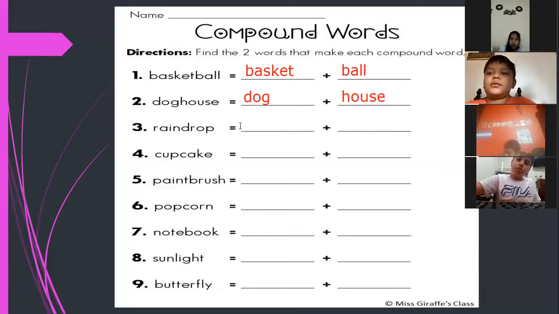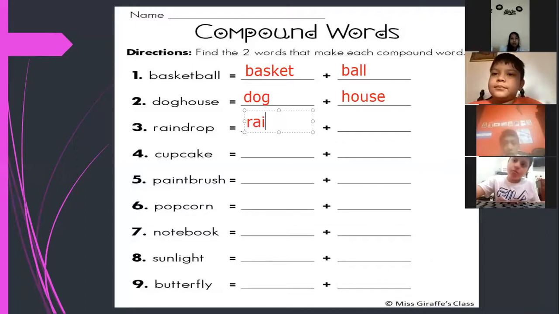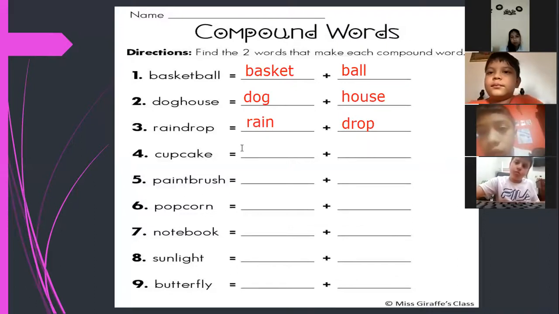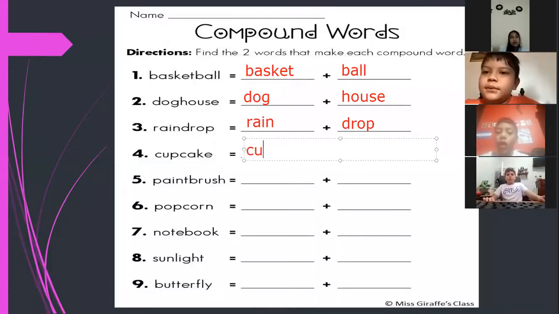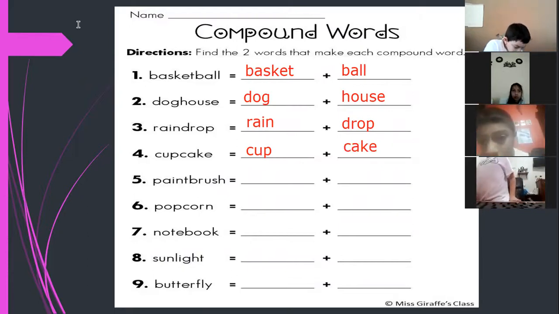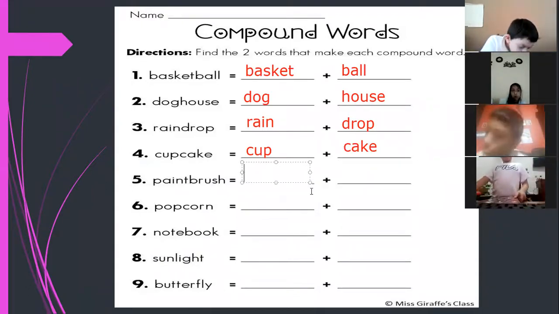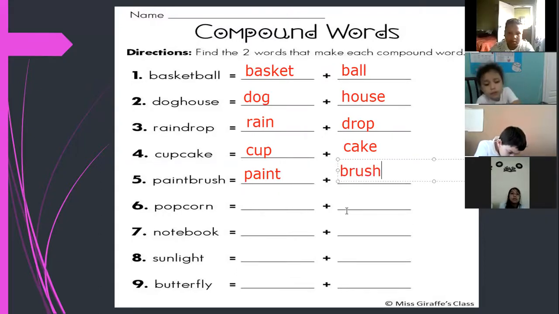The next one, raindrop. Okay, the next two are for Daniel. Daniel, cupcake. Excellent. This one, paintbrush. Daniel. Paint and brush.